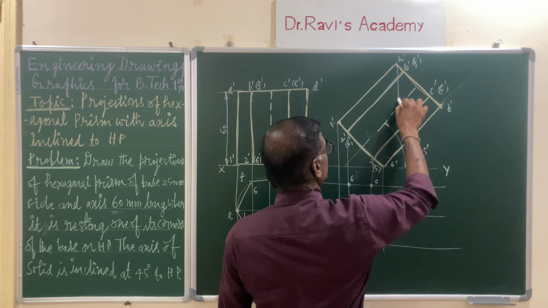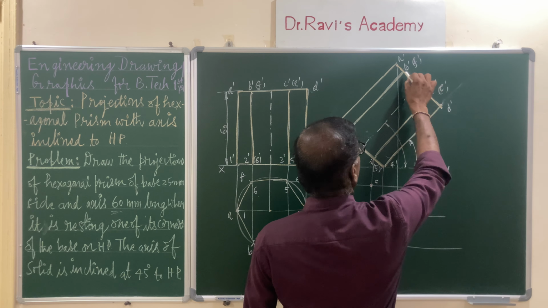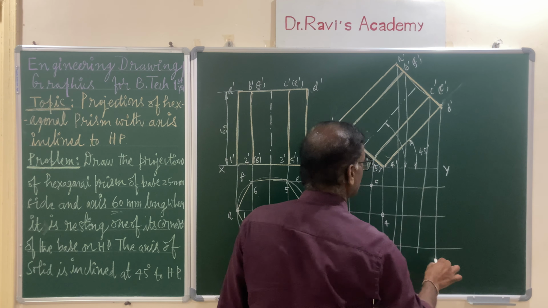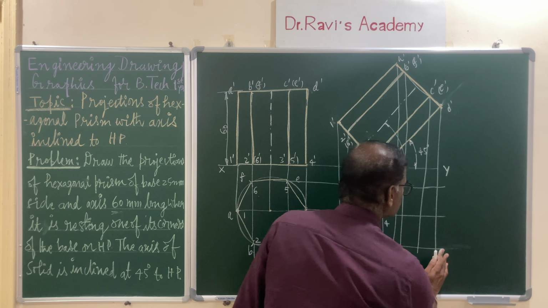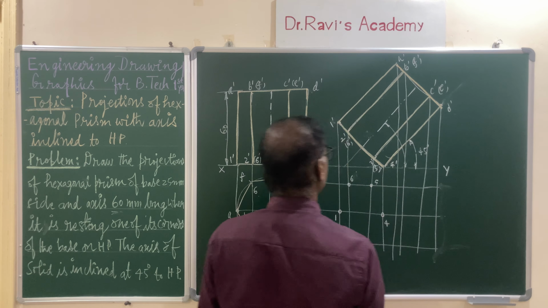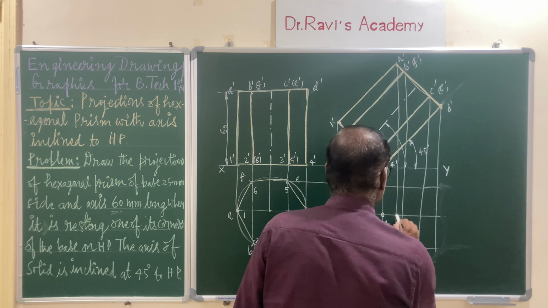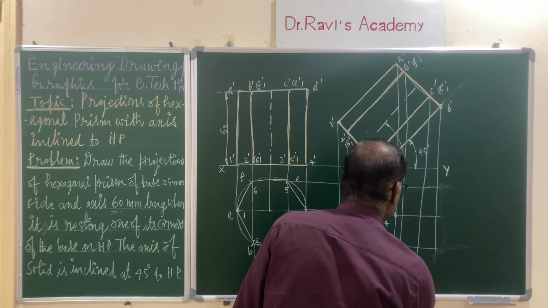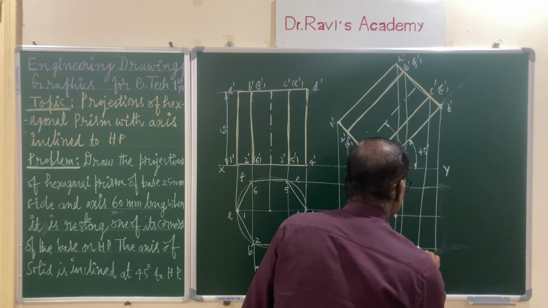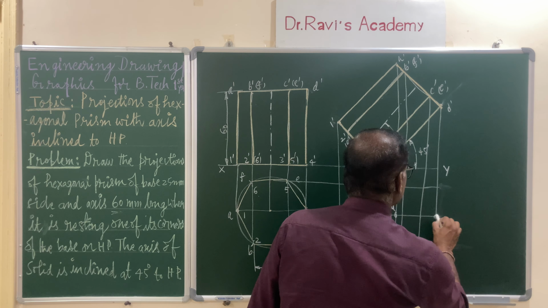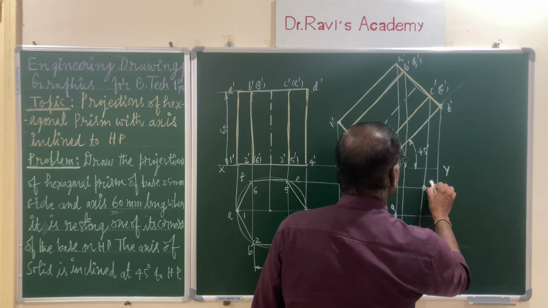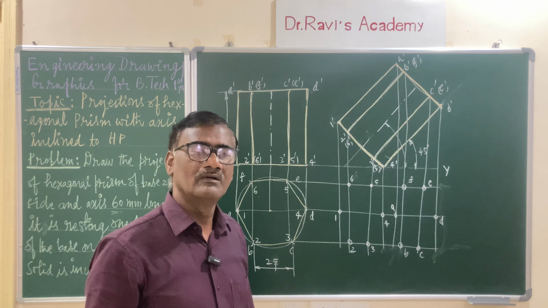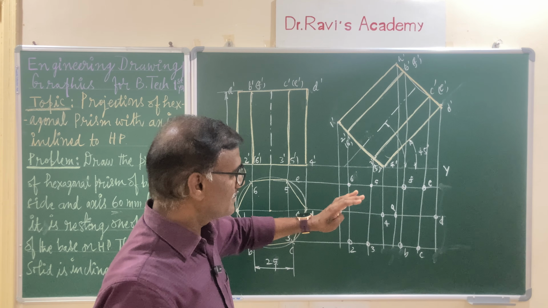Similarly, the top end face, draw the vertical projector from each corner and locate the points of intersection. Now, as you know, it is A. So, here this is your A, B, and of course, this is C, D, E and F. You have located all the corners. Now, join in proper sequence.